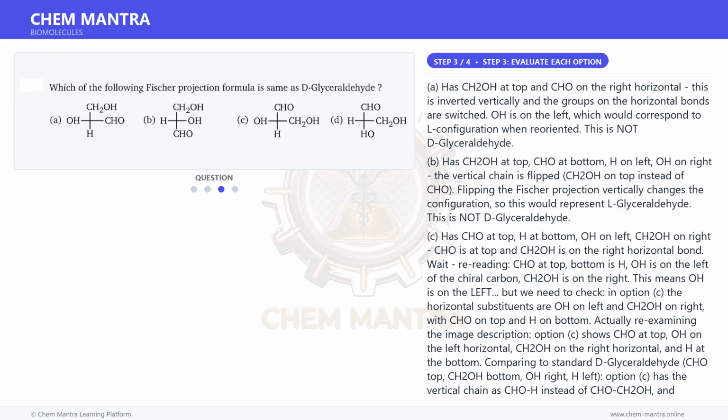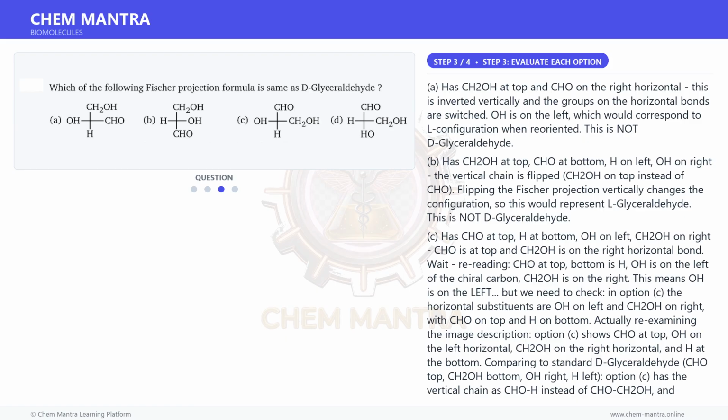Comparing to standard diglyceraldehyde, CHO top, CH2OH bottom or right, H left, option C has the vertical chain as CHOH instead of CHO CH2OH, and CH2OH is placed horizontally. However, a Fischer projection can be rotated 180 degrees in the plane and remain identical. Rotating option C 180 degrees, CHO moves to bottom. This needs reanalysis. In option C, top is CHO, bottom is H, left is OH, right is CH2OH.